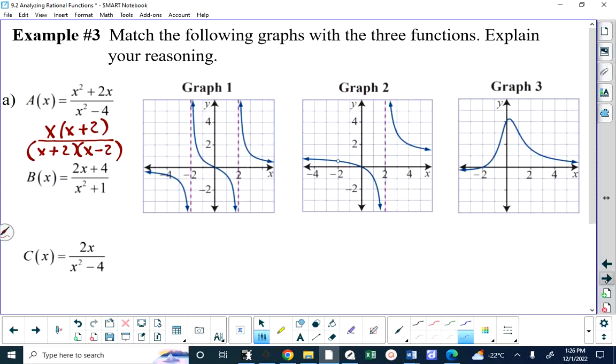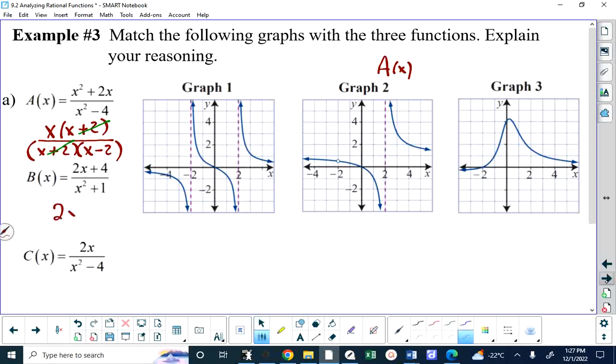This is a of x. And by the way, looking up here, there will be a hole at negative 2. Whoops, my mistake. It must be graph 2. Looking up here, since the x plus 2's cancel, there will be a hole at negative 2. Since the x minus 2 survives, there will be a vertical asymptote at 2.